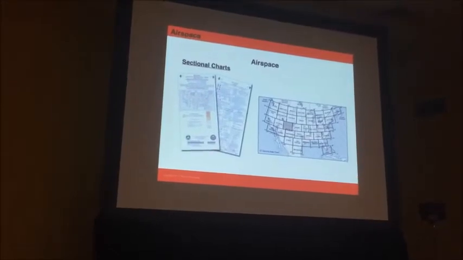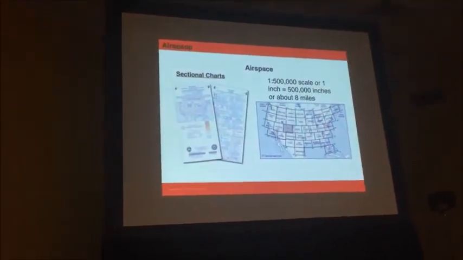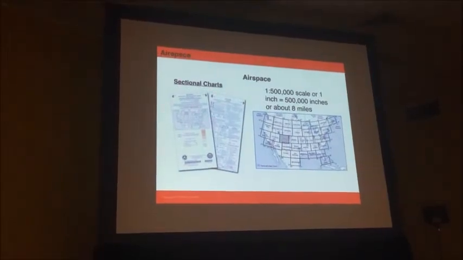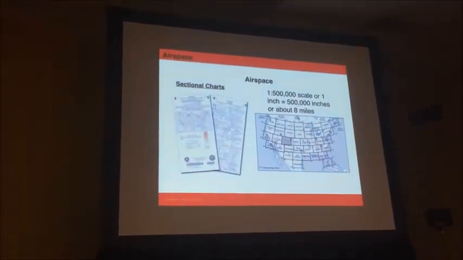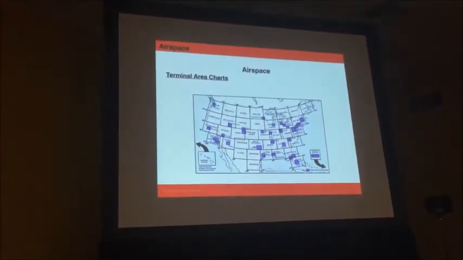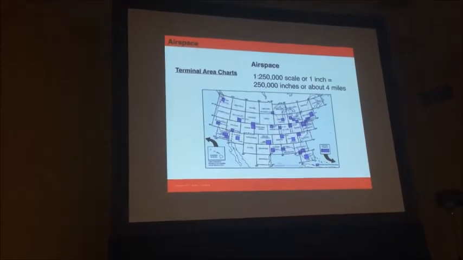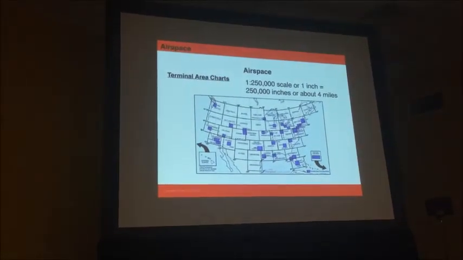There are 2 different types of charts. There are sectional charts, and all those boxes over here, each one of those is a sectional chart area. They're 1 to 500,000 scale, or 1 inch to 500,000 inches, or about 8 miles. And you also have terminal area charts, and those are the little purple boxes. They're 1 inch to about 4 miles, and they are only for the areas around major airports.